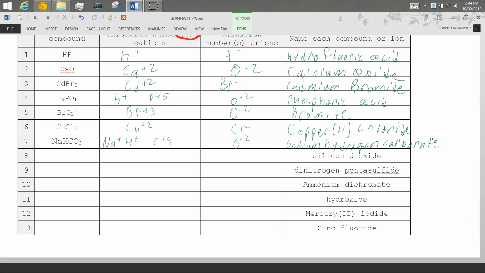Okay, silicon dioxide. So what's the formula for that?